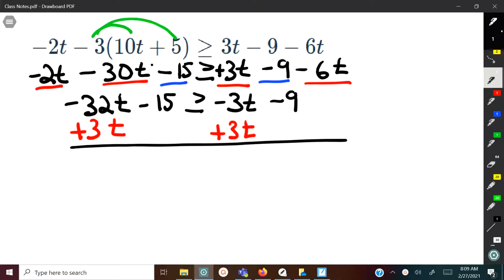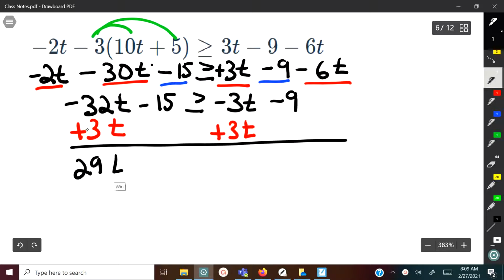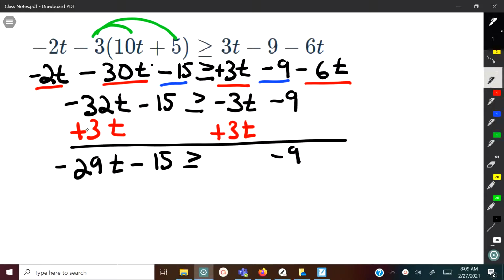Okay, now the 3t's over here are going to cancel out, and I'm going to combine these two. They're different signs, so I'm going to find the difference. 32 minus 3 is 29. Since the 32 is the bigger absolute value, I'm going to say negative. And then everything else I'm going to bring down. It's getting smaller and smaller.